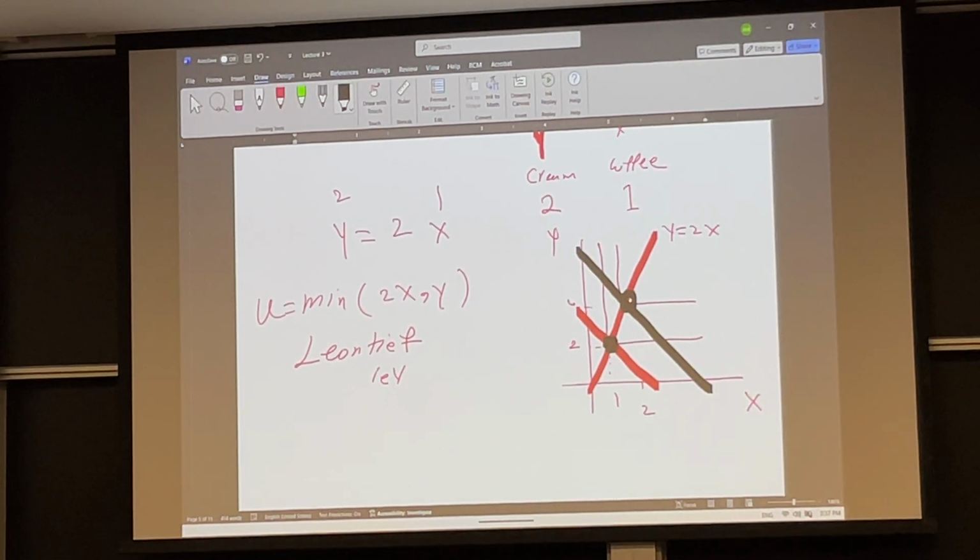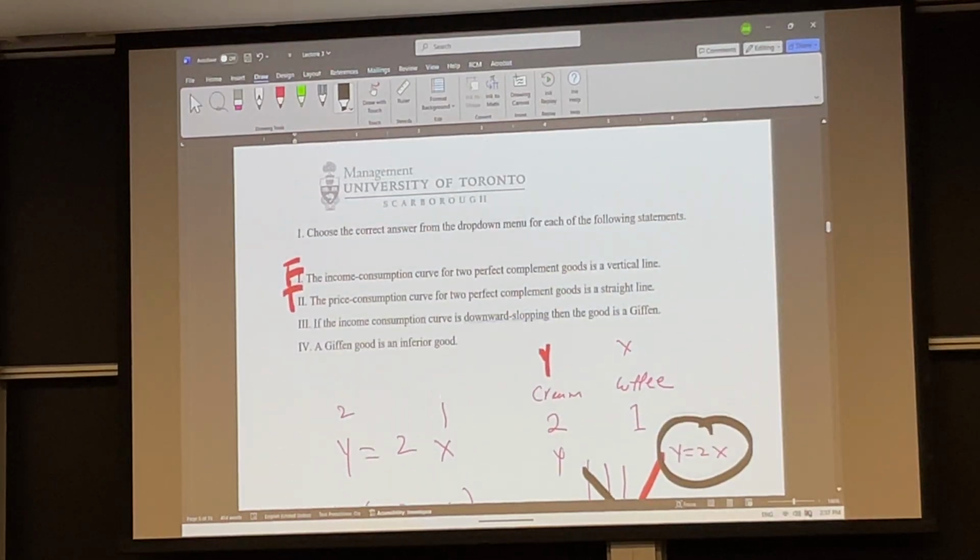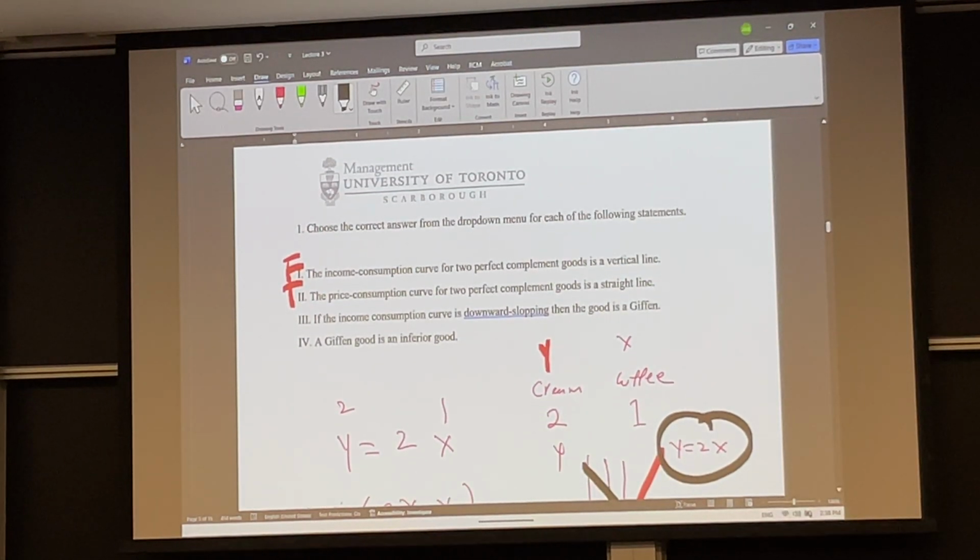So where's the income consumption curve? The income consumption curve is that perfect combination line. That's what it is. If the income changes or the price changes, you're going to stay on that line. So that line will be ICC and PCC as well. Does that make sense? So the first question becomes, a non-vertical, upward sloping line, which is characteristic of perfect complement relation.